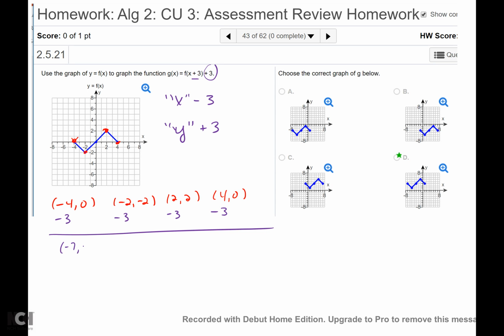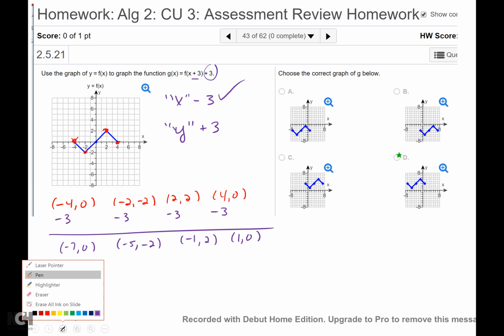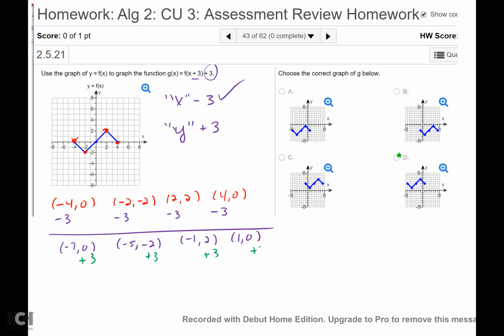That's going to give me negative 7, 0, negative 5, negative 2, negative 1, 2, and 1, 0. And that's done. Now I need to add 3 to my y's. So add 3, add 3, add 3, add 3. I get negative 7, 3, negative 5, 1, negative 1, 5, 1, 3.